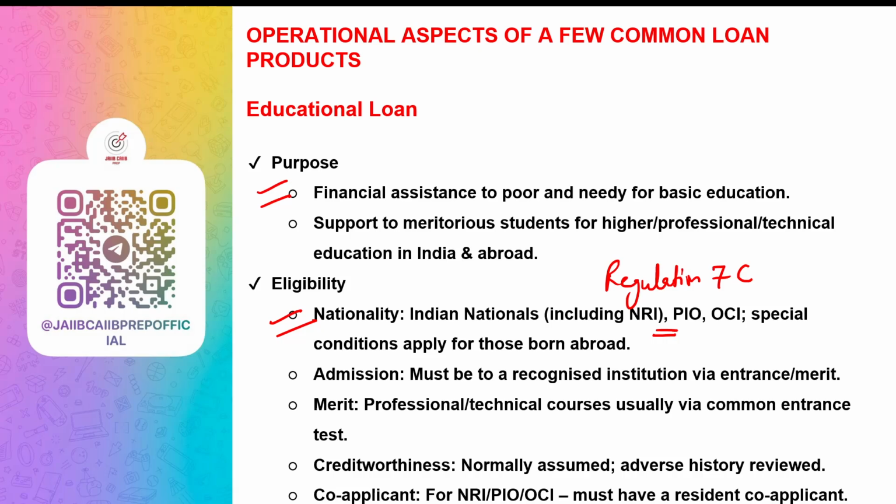For creditworthiness, most students do not have a credit history. So the bank will treat them as creditworthy. If the student has a bad credit record, the bank may apply extra conditions depending on its risk policy.